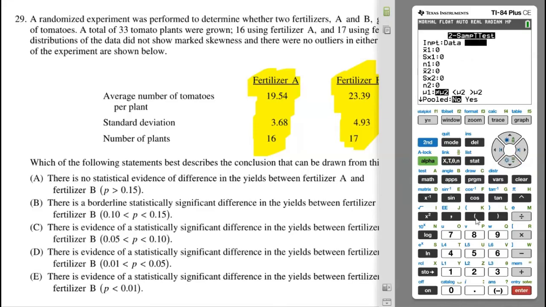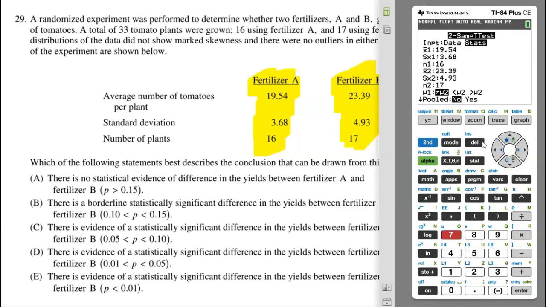All right, and when we click on this, we're going to click on stats because we actually have all of the stats given to us. So first, I'm going to do A first. A is going to be my number one. So the mean was 19.54. The standard deviation for my sample A was 3.68. And the sample size was 16. Now comes the data for fertilizer B. The mean was 23.39. The standard deviation was 4.93. And the sample size was 17.